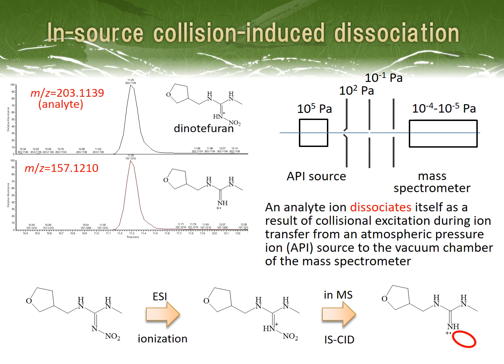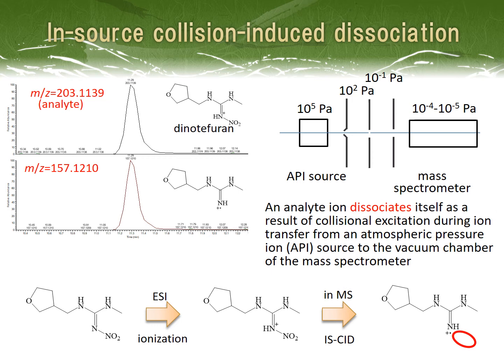These chromatograms were obtained simultaneously. A standard solution of a pesticide, dinotefuran, was injected into an LC-MS. The standard solution contained dinotefuran only. Nevertheless, an unknown ion of m/z 157.1210 was observed as well as dinotefuran. Their retention times and peak shapes were identical. This is because dinotefuran eluted from the LC column dissociated itself in the mass spectrometer.